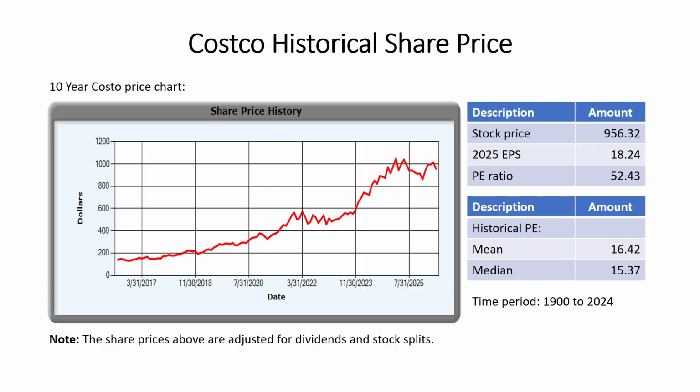Well, let's look at history, the historical PE. Now the mean, this is over the period 1900 to 2024, the mean is 16.42 and the median is 15.37. So we have a historical PE of around 16. And then we look at Costco and say, well, geez, their PE is 52 versus what history says should be 16. And that's another indication that this thing is overvalued.